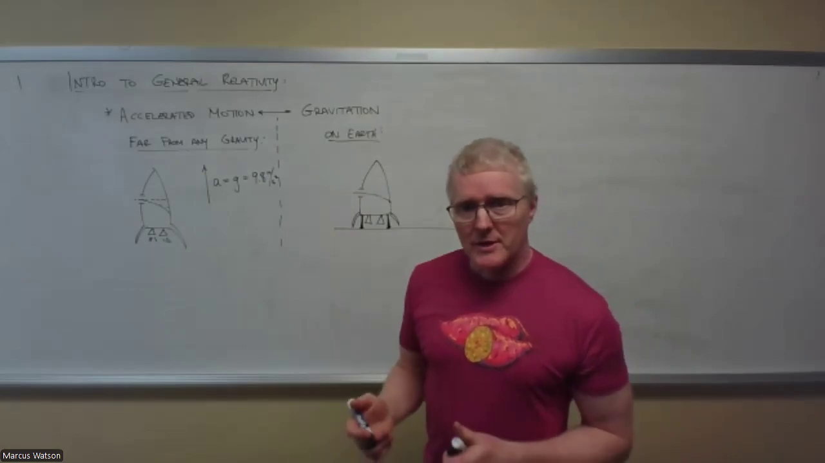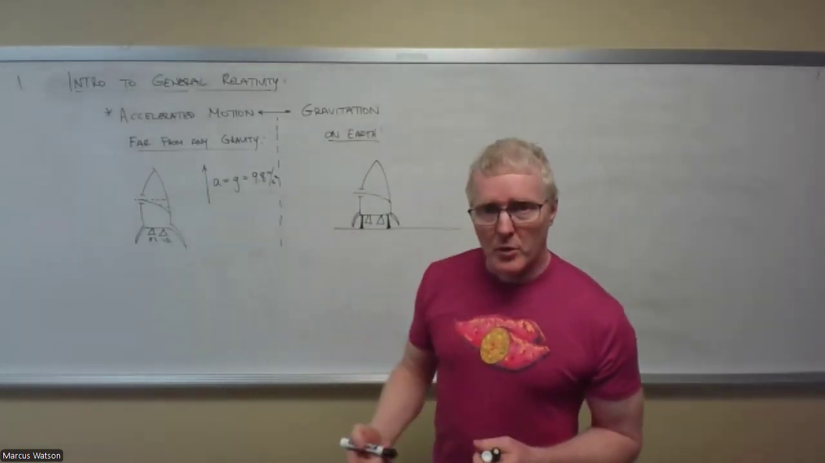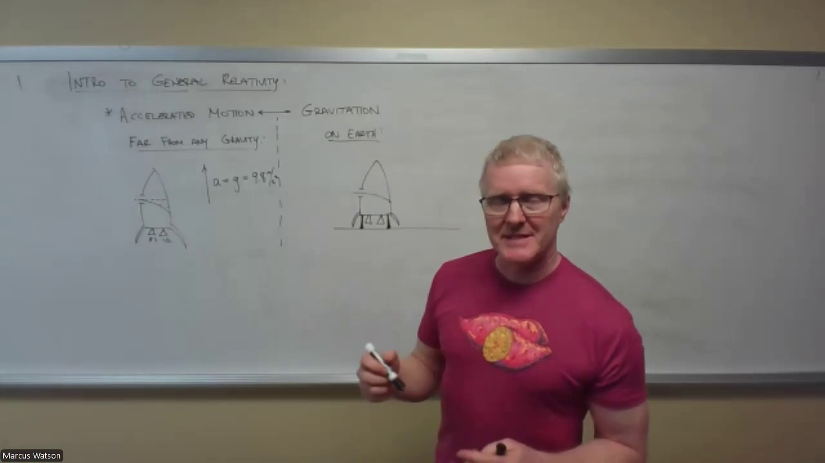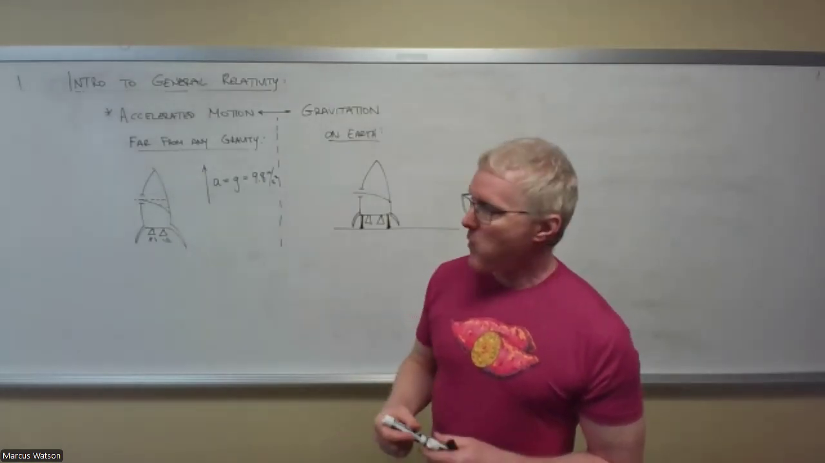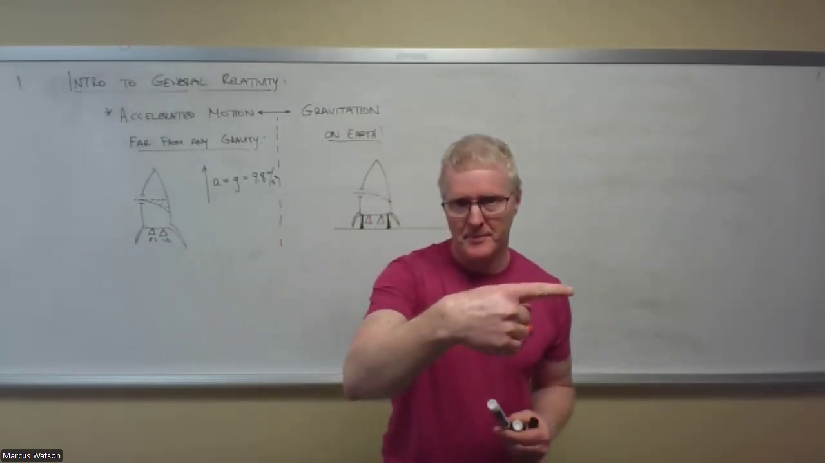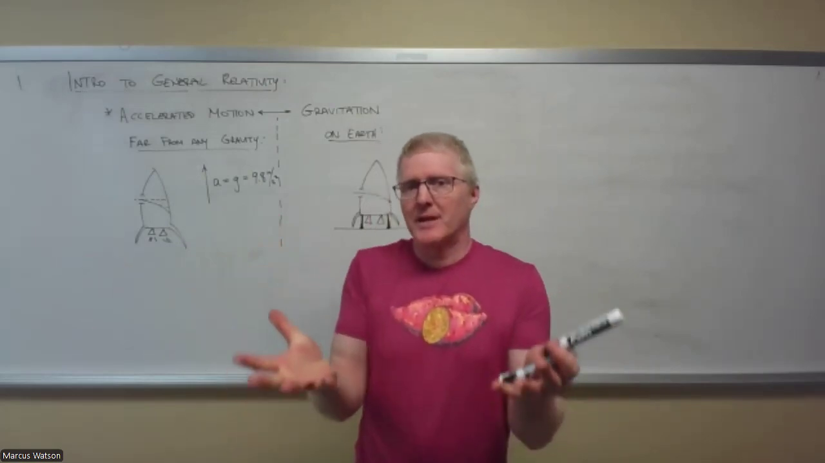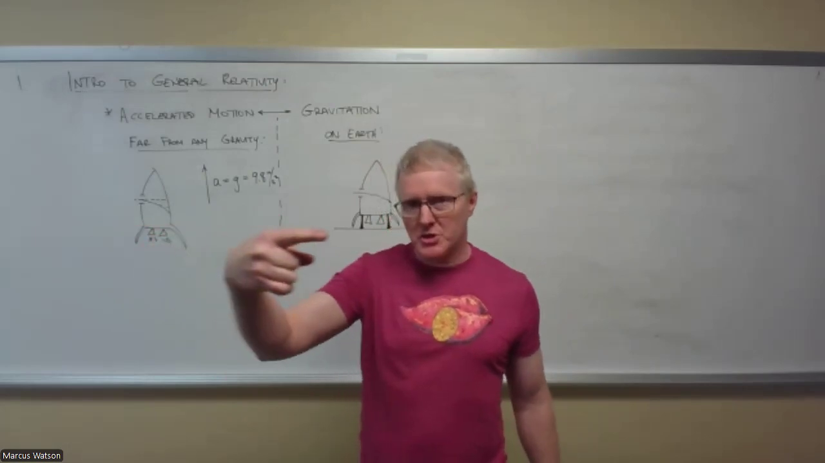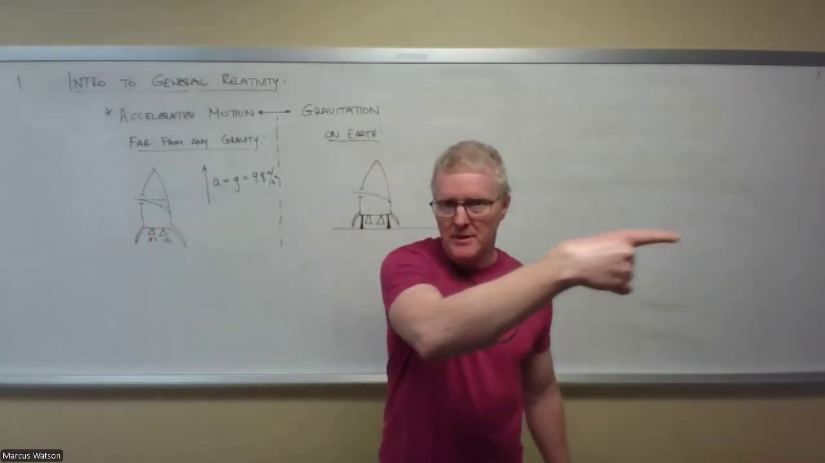Okay, this is all well and good. Let's just add one more thing to that, and let's do the same exact thing, but now with a light beam. Now through the window, instead of a baseball, I'm going to shine a light beam. But the rocket is accelerating upwards. The light beam would have gone straight across, right?